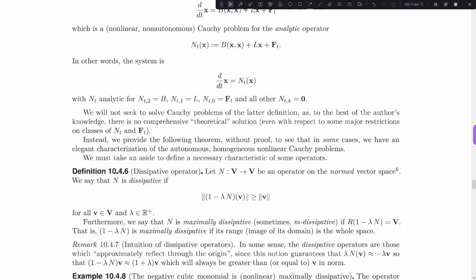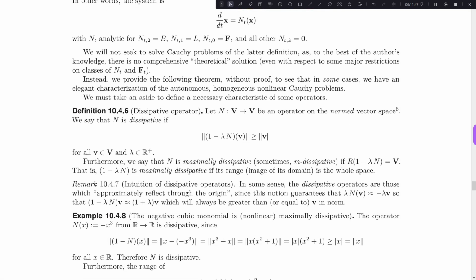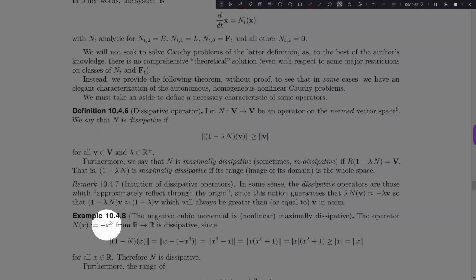So if we look at an example of that, the negative cubic monomial would be an example. x cubed is definitely non-linear. It would need to be to the first power to be linear. And if I make it negative, then it becomes dissipative. What does x cubed do? Well, it cubes something, but then the negative pushes me across the origin, right? So approximately reflected through the origin, the negative x cubed is going to do that for me.